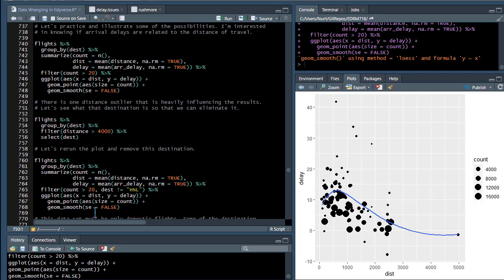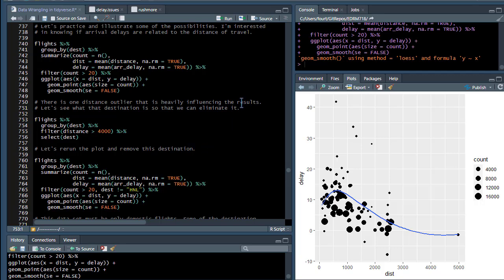There's one distance outlier that's heavily influencing the results. Let's see what that destination is so that we can eliminate it. Notice this one outlier here, it's kind of pulling everything out that direction, and it's all by itself. So let's find out what that one is at that big distance. It's the only destination over 4,000 miles.